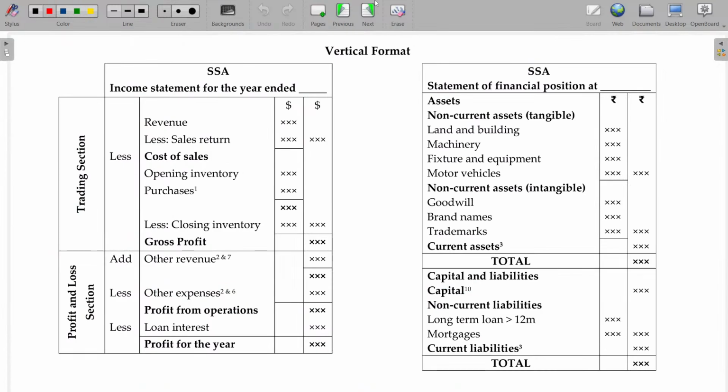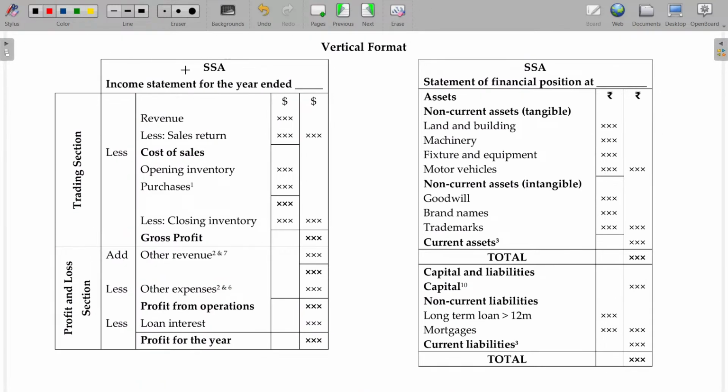I have given the format here for your better understanding. In case of the income statement, we'll start with the revenue. If there is closing stock, this ultimate item will be the cost of sales. From the revenue, if you subtract the cost of sales, you will get the gross profit. Hope you'll now be able to understand. And this first block will be called the trading section.